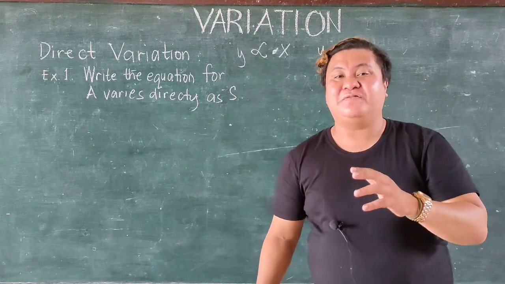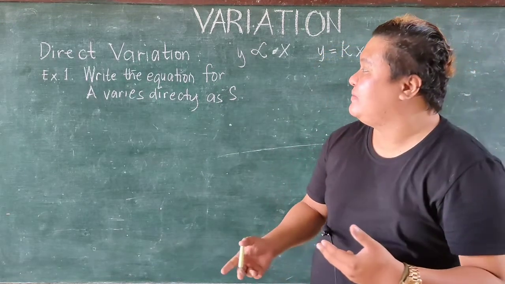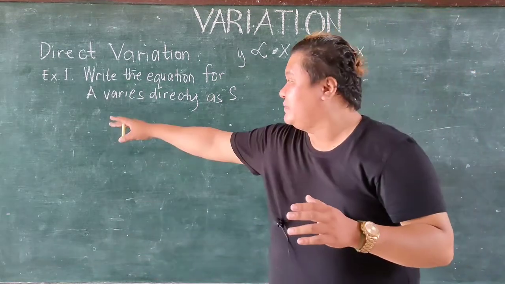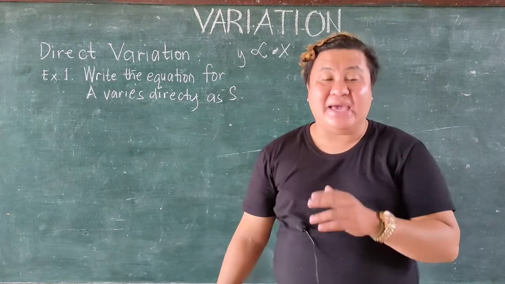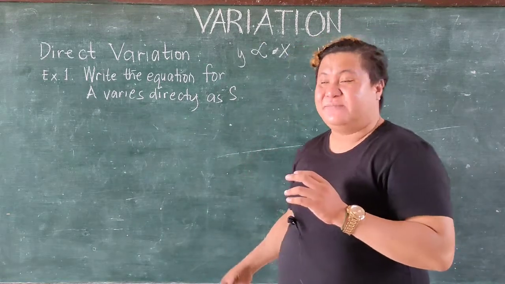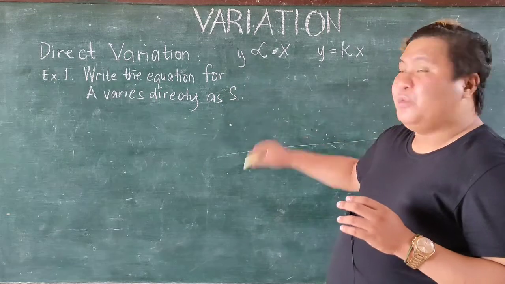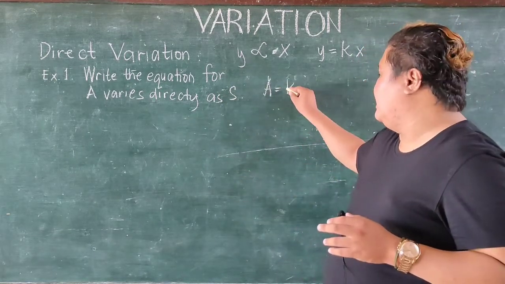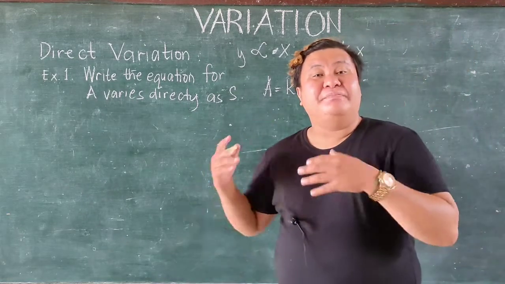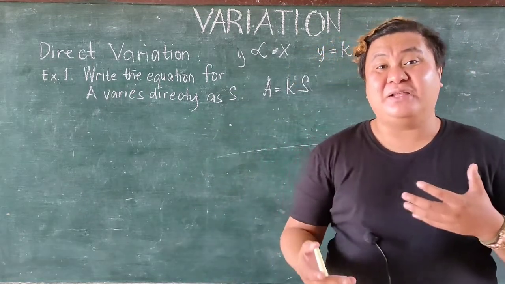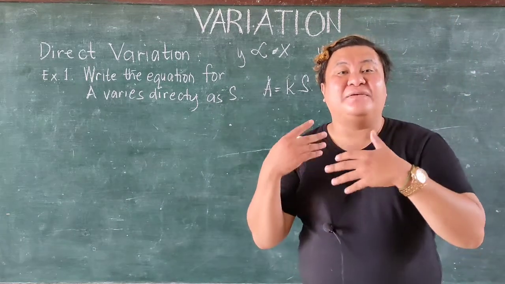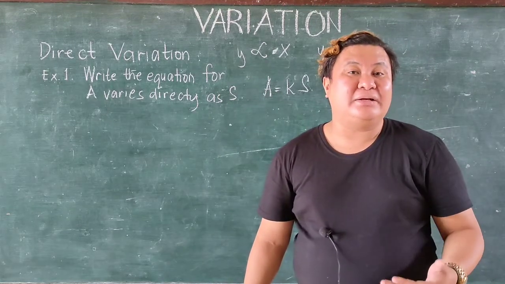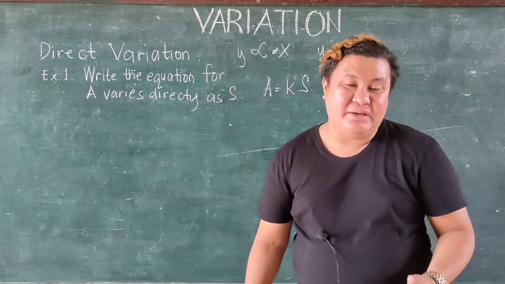If the statement is, example number 1, write the equation for k varies directly as s. If that is the case, then we can write a is equal to ks. Because we need to find the value of k, or the constant of variation.